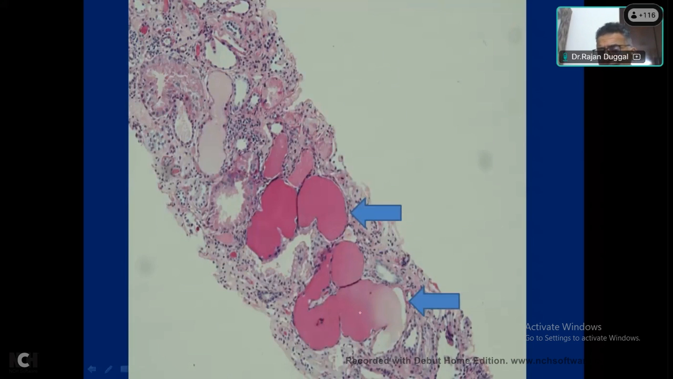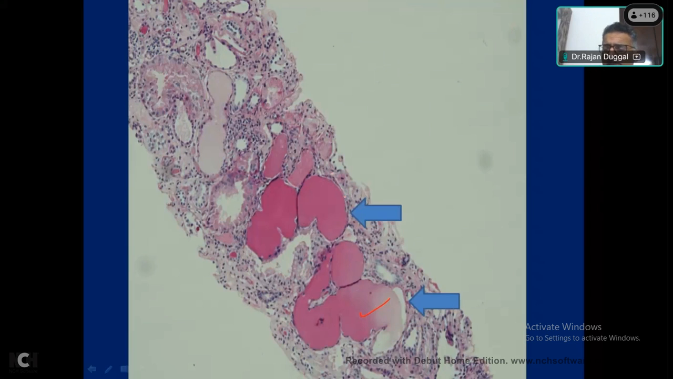You may say that this cast on this side appears PAS negative. Yes, it is weakly PAS positive, or you may say negative, but the majority of these casts, the large looking casts, are PAS positive. The other thing is, look at the lining epithelium. It is very flattened, and that is a feature of broad hyaline cast. I'll show you one case of how to differentiate these casts from cases of cast nephropathy.